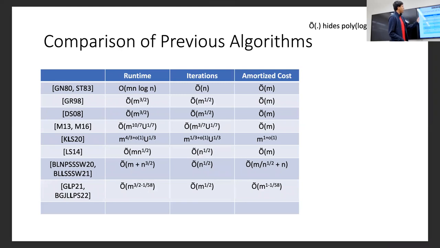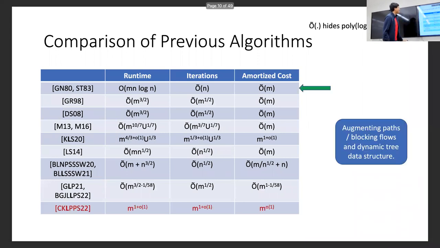So at this point, I just want to go through some of the results in the max flow literature to build intuition for where our ideas come from. One of the earliest results is the work of Galil and Naamad and Sleator and Tarjan, which gave an mn runtime for max flow.